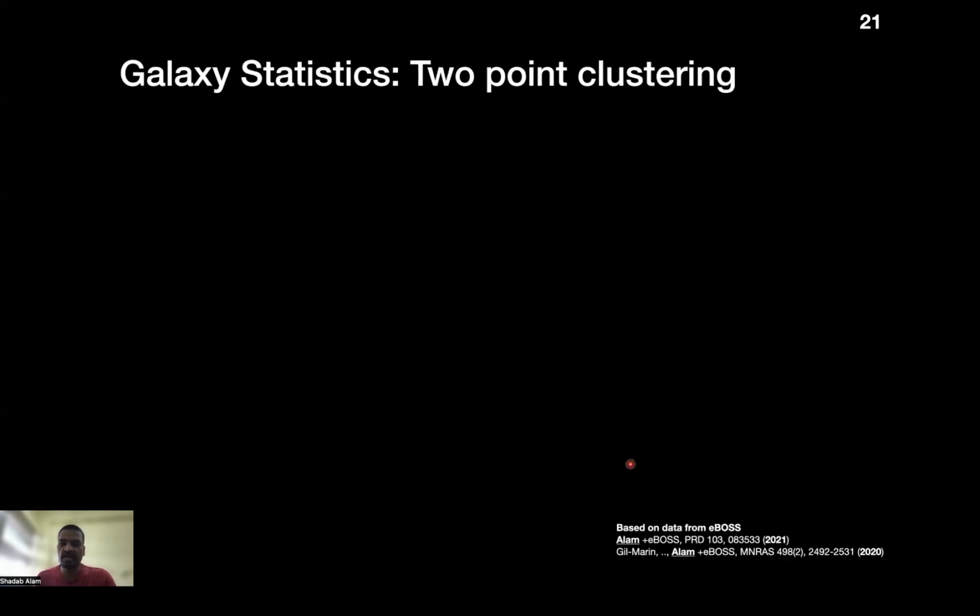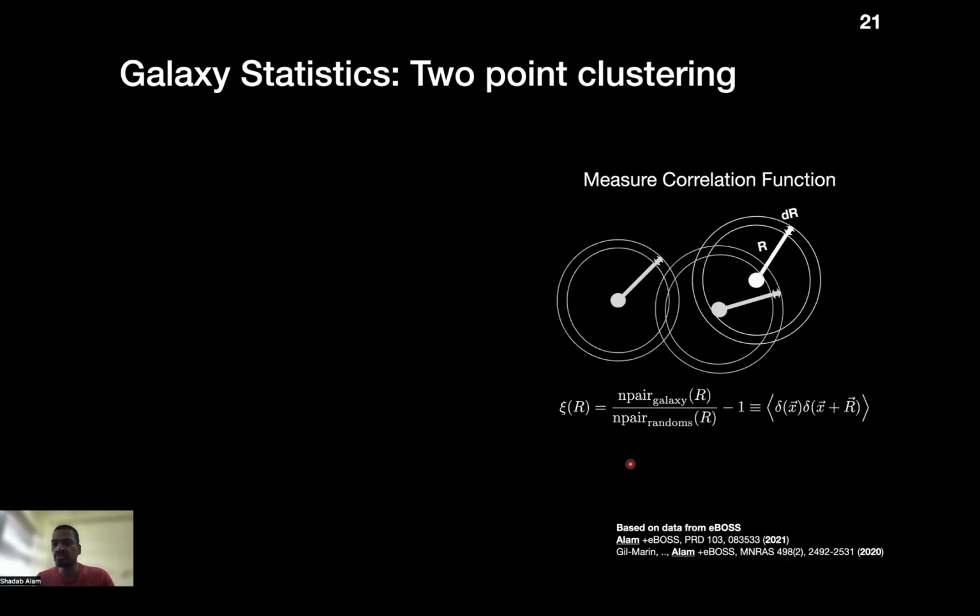First of all, galaxy statistics. I've already used this, but just for completeness, when you think about the two-point function, it's basically talking about the excess probability of finding a pair of galaxies at a certain distance compared to a uniform random distribution. You can go to your survey, sit on each of these galaxies, draw these rings and count how many galaxies you have, do that as a function of radius and average over all the galaxies. That's the number of pairs of galaxies. Repeat that exercise with a random distribution, take the ratio and subtract 1.